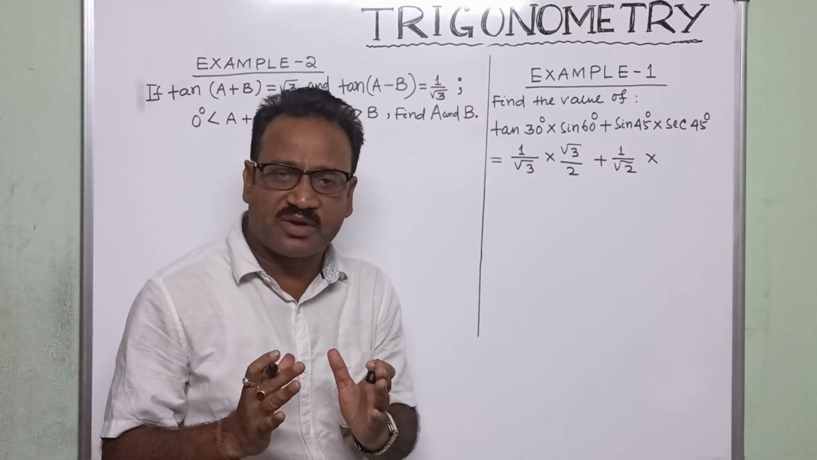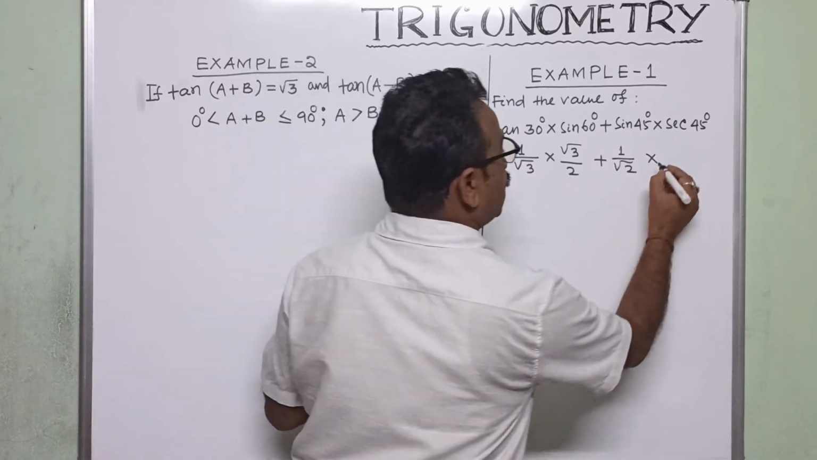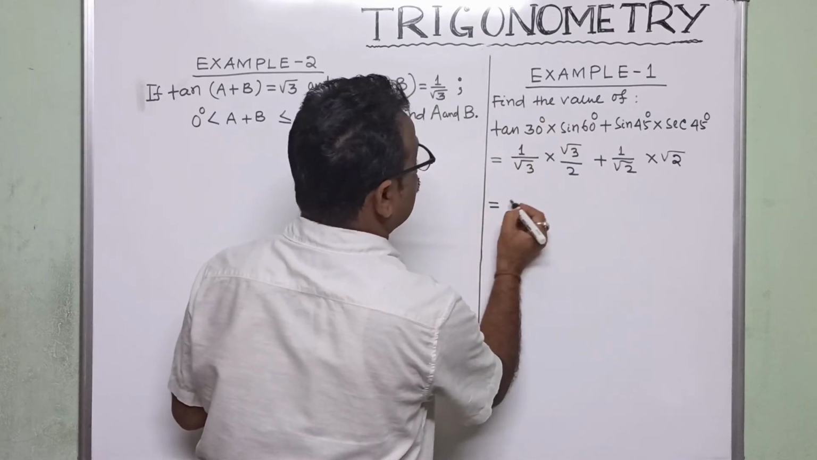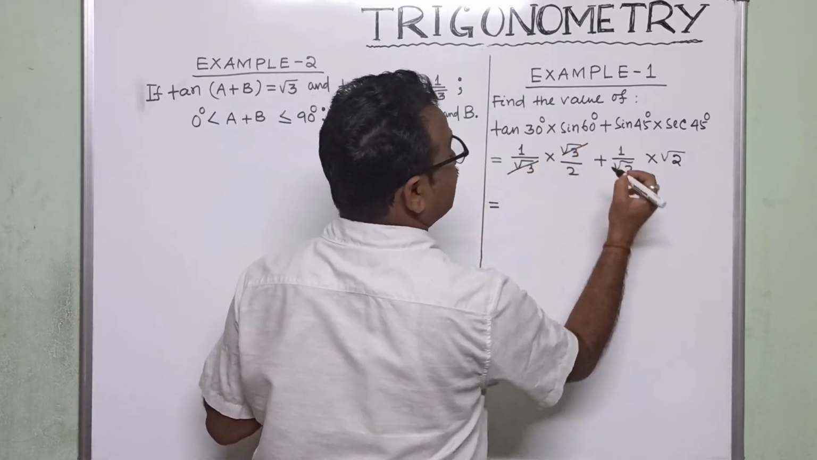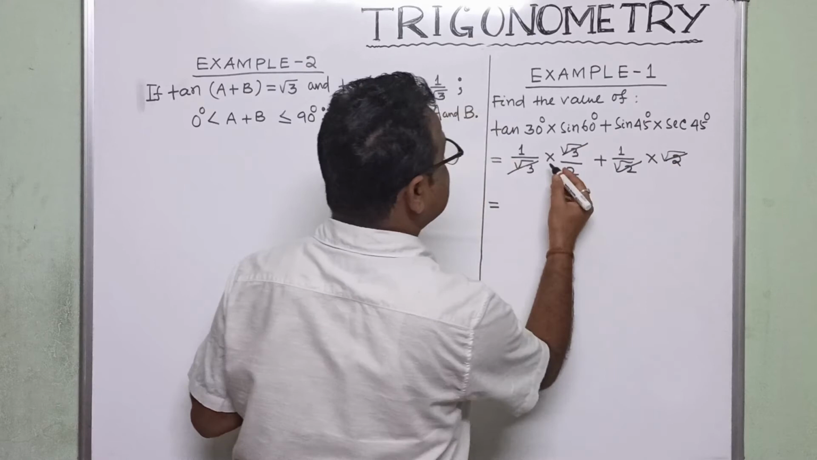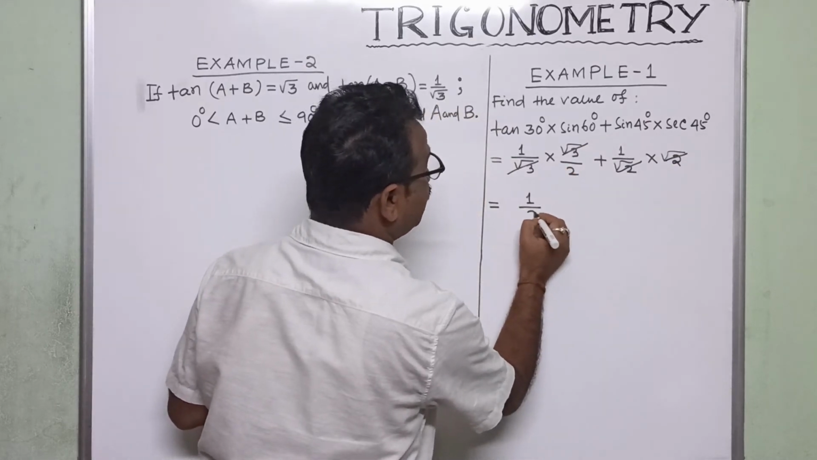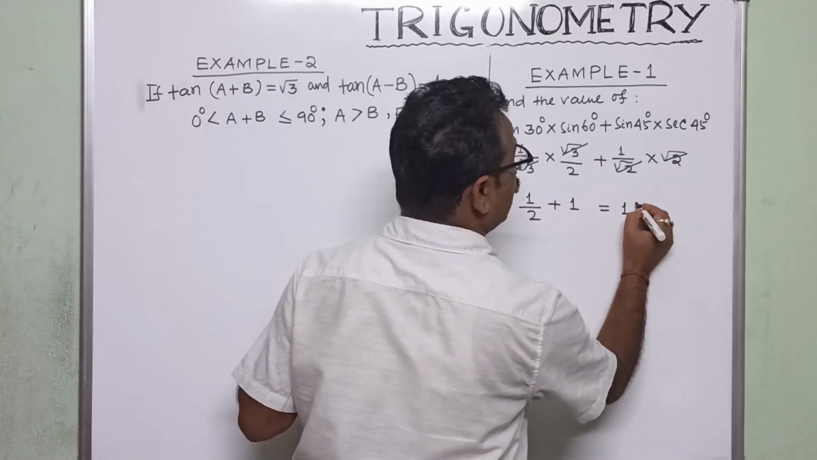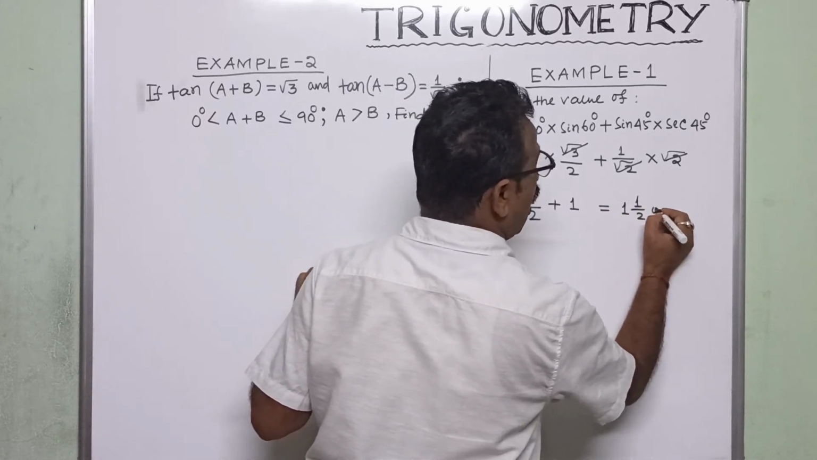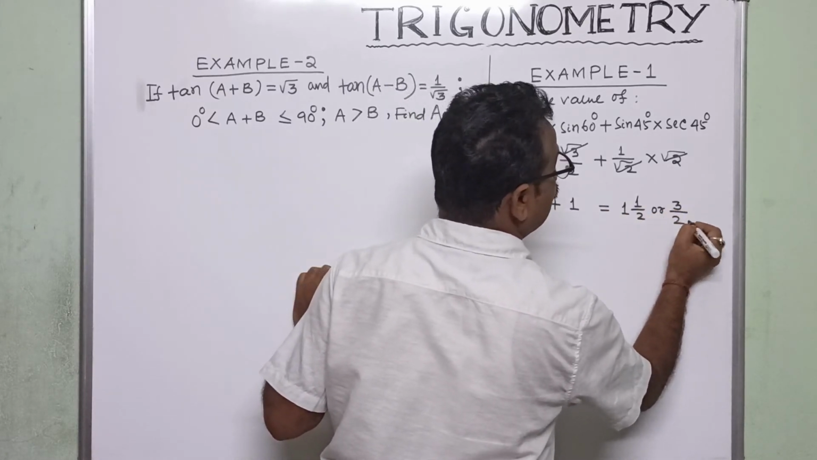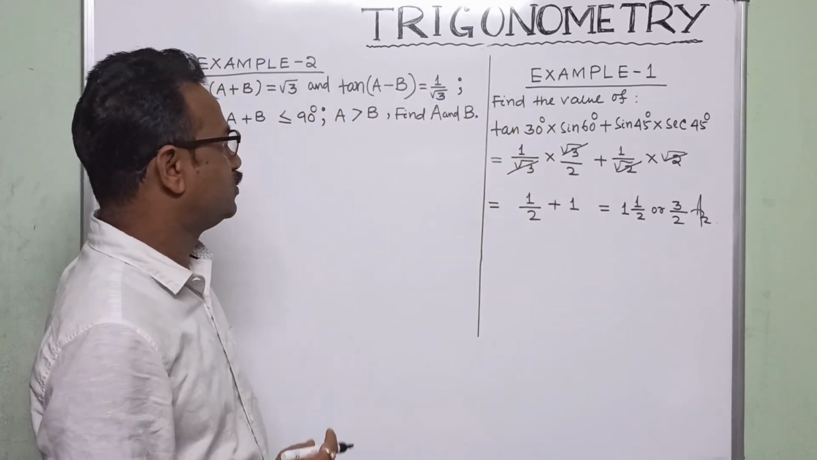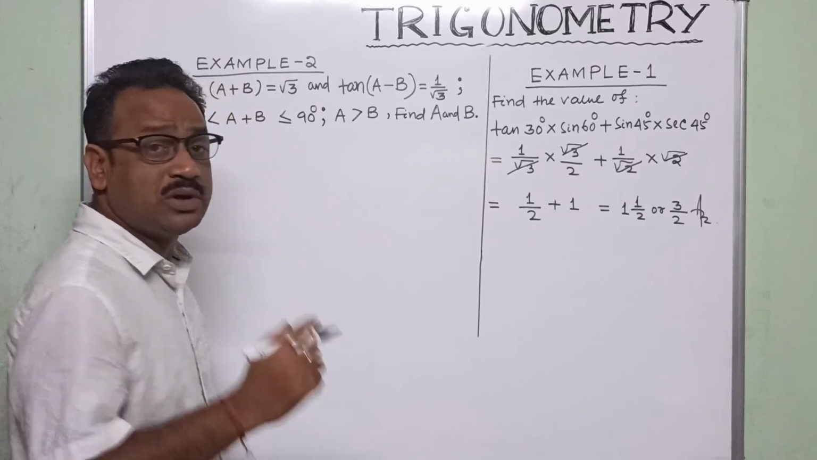Sec 45 is root 2. So that is equal to, root 3 cancels, root 2 cancels. That is equal to 1 by 2 plus 1. So directly you can write 1 whole 1 by 2, or 3 by 2, is the required answer. Now go for example 2.